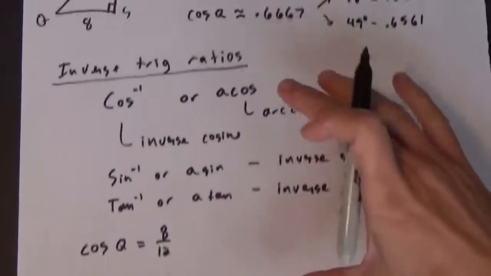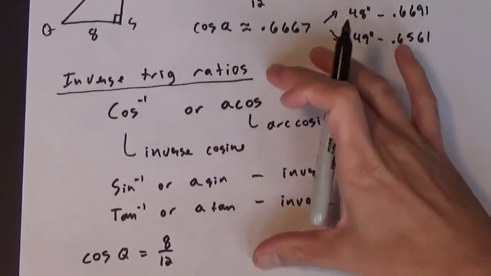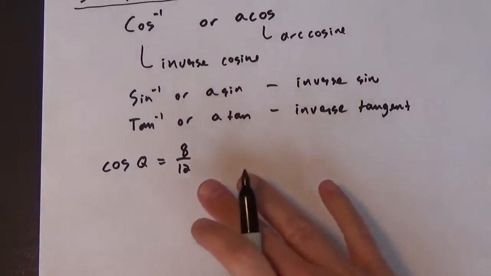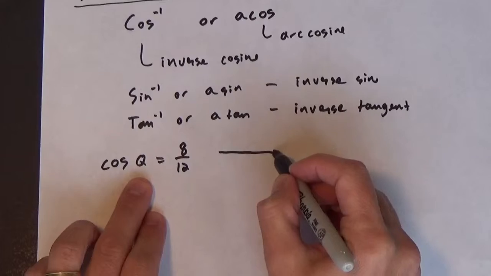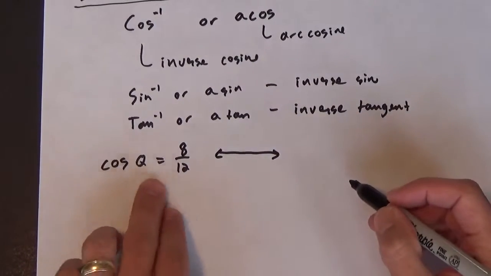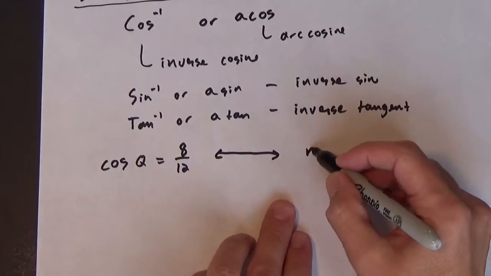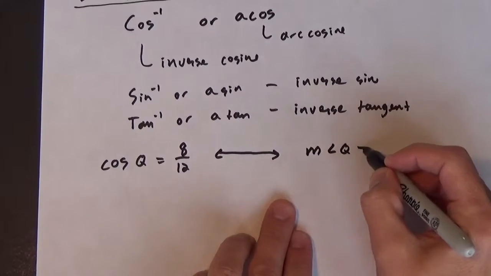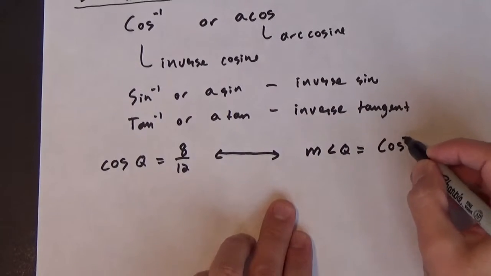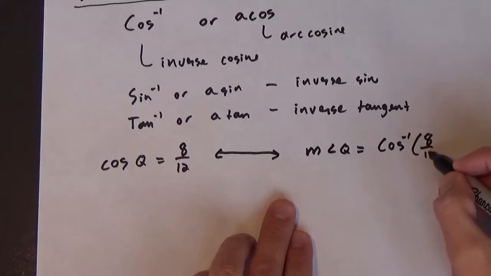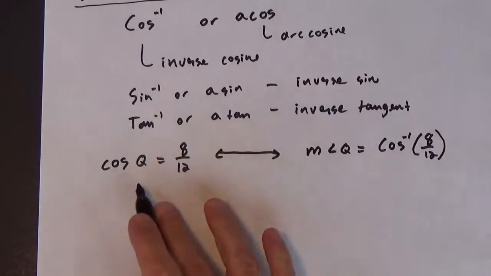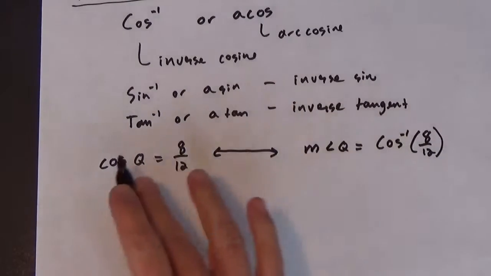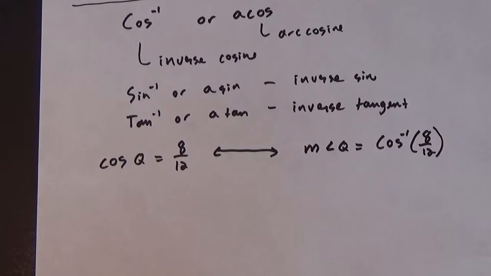Okay, so even though we haven't technically defined these yet, we'll do that later in the class. One thing we can say is if you have this set up here, cosine of Q equals 8 over 12, you can automatically go back and forth between this and the measure of angle Q equals the inverse cosine of 8 over 12. So by definition, we can go back and forth. If you have this, you can come here. If you actually had this, you could come back over here.